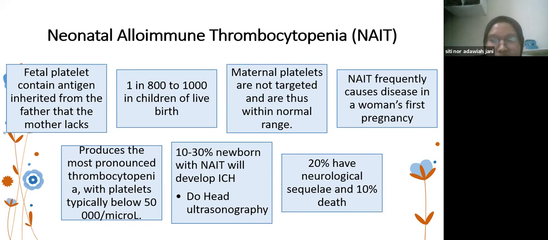So during pregnancy, the mother will form immunoglobulin G, or IgG class, antiplatelet antibody against this foreign antigen, which crosses the placenta and destroys fetal platelets that express the paternal antigen. NAIT affects an estimated 1 in 800 to 1,000 live births, and maternal platelets are not targeted and are thus within normal range. And NAIT frequently causes disease in a woman's first pregnancy.